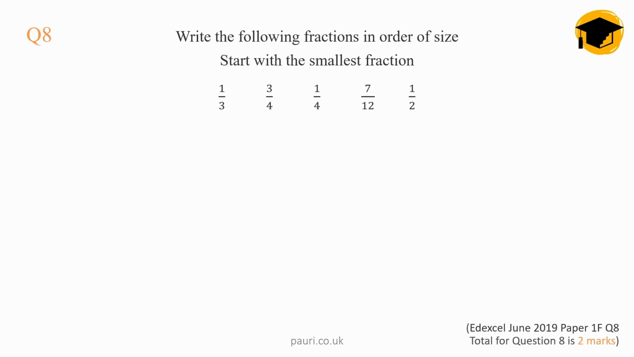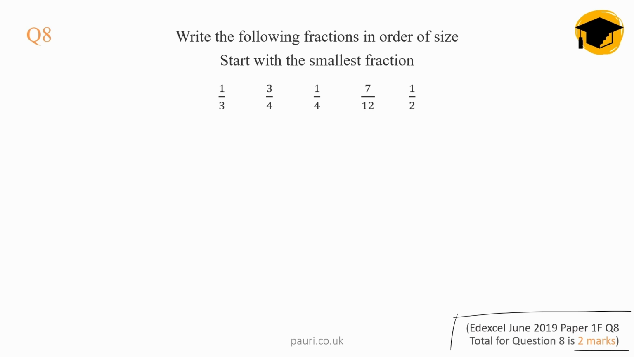Write down the following fractions in order of size. We've got an exam paper question here from foundation paper, 2 marks. Starting with the smallest fraction. So there's 2 ways to do it. You can either write these down as decimals, which is what I would recommend, or if you're more confident with the fractions, you can write them down straight off the cuff.